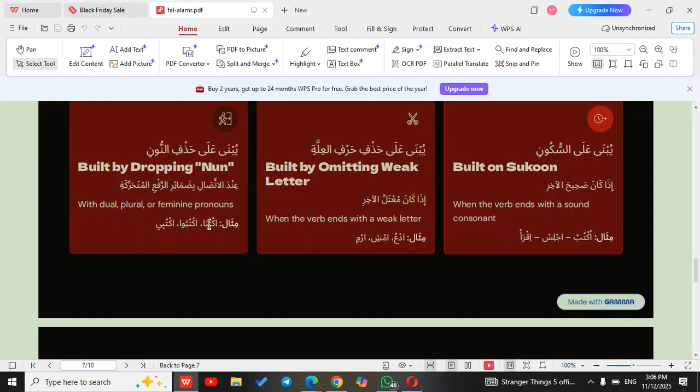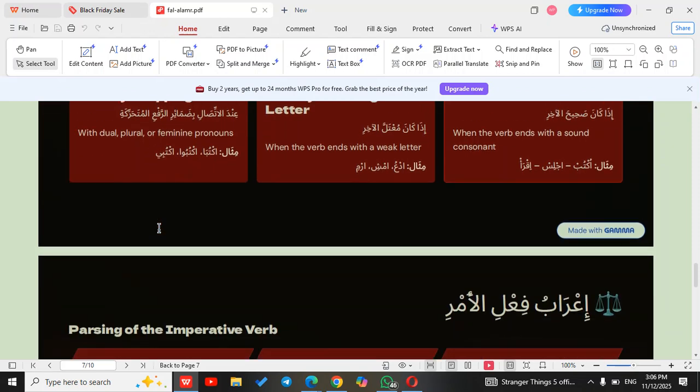So example, uktub plus alif al-ithnain, it's going to be uktuba. Waw al-jama'a, uktubu. Ya al-mukhataba, uktubi. So whenever I want to do the i'rab of fi'l amr that is in this form, we are going to say fi'lul amr mabniyun ala hadfin nun.